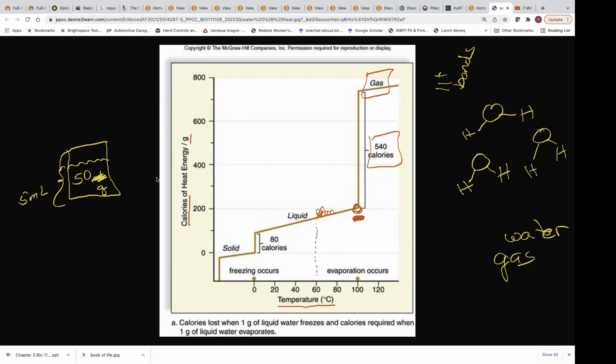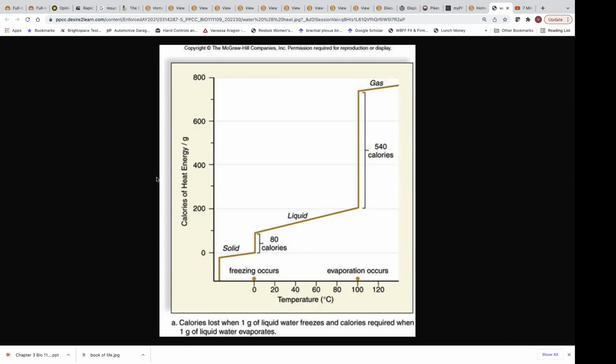So you have to put heat energy in to break bonds, to break those hydrogen bonds. I'm telling you test question answers here, okay? To go from liquid to gas, you put heat energy in to break hydrogen bonds.